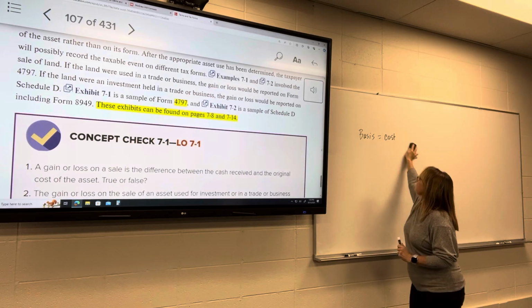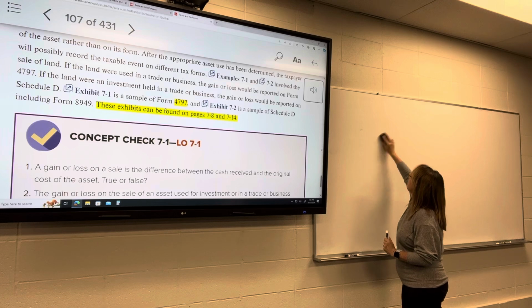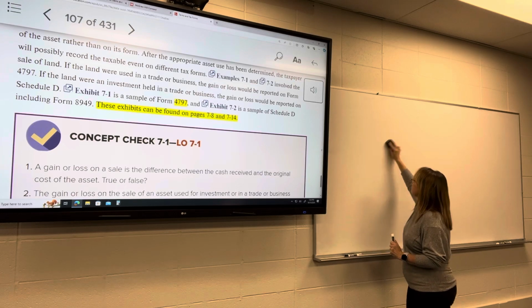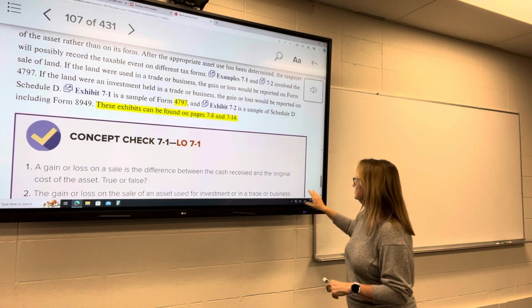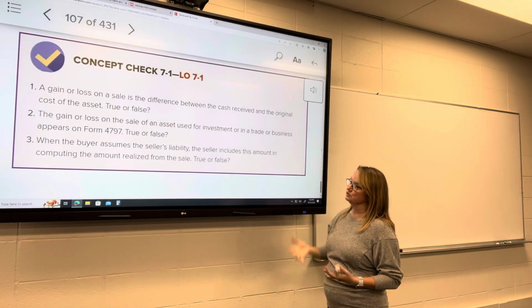So that's essentially it, and the calculation is essentially the same. You're going to start with your original cost plus any additions minus any depreciation that was taken to get to your adjusted basis.